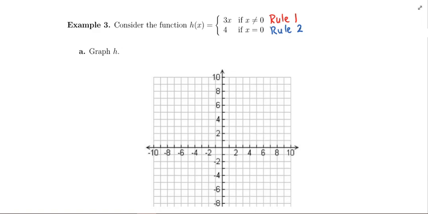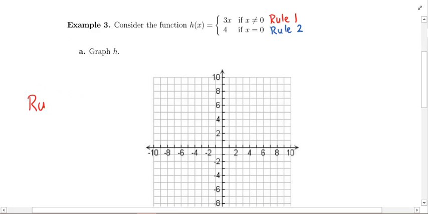Okay, so I'm going to do this one a bit differently. I'm not actually going to make a table of values. I'm going to go with this whole idea that rule 1 basically applies the whole time. So I'm going to graph rule 1 out in its entirety, and then I'm going to come back and deal with the one spot rule 1 does not hold at, if that makes sense. So let's take a look at rule 1 here.